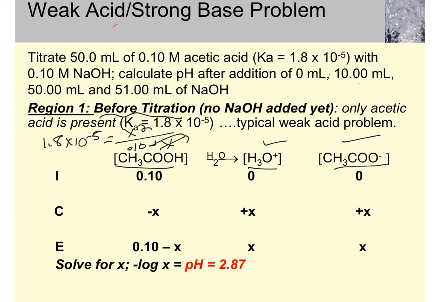It's okay to neglect X because Ka is small. Then you're going to solve for X. Remember, X is going to be the concentration of hydronium ion, and then find the pH of that. It's that simple. Again, keep your common sense. It's an acid, so the pH you get should be less than 7. If it's not, you probably made a silly error someplace.